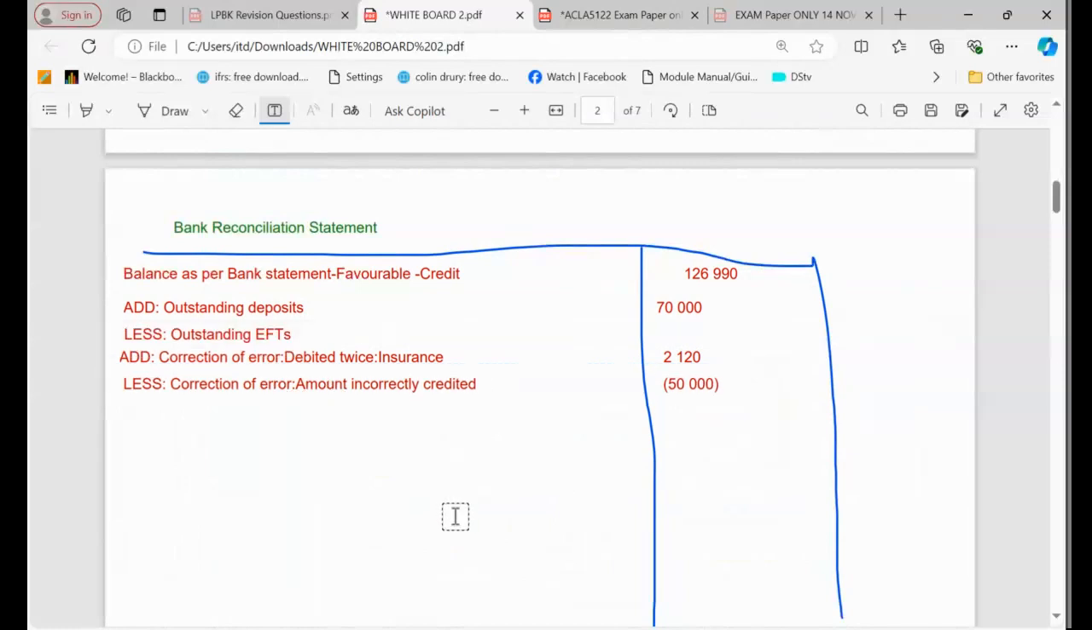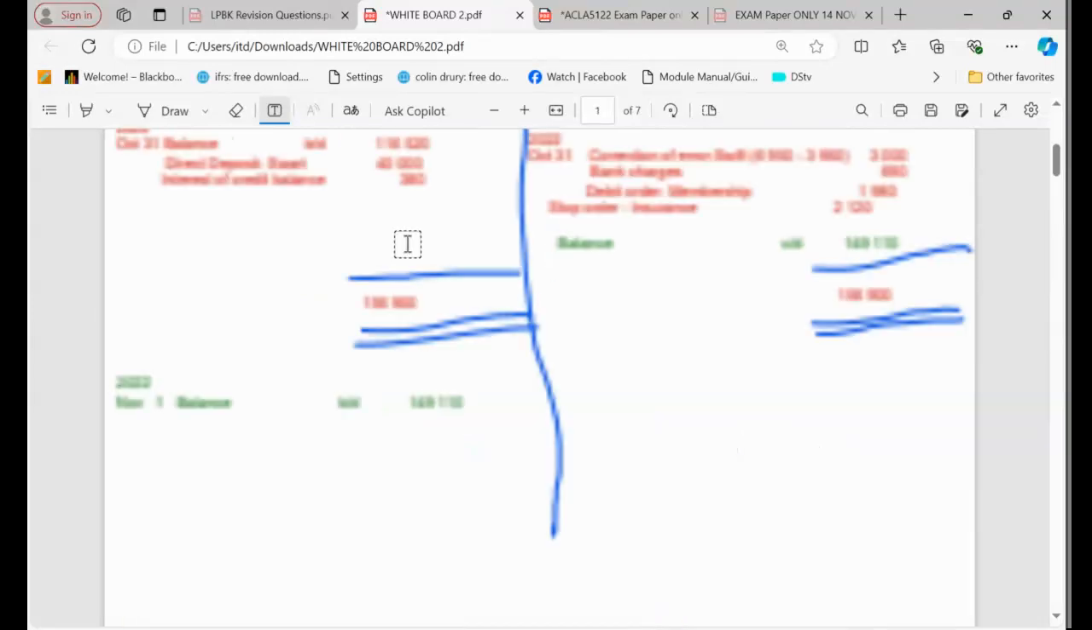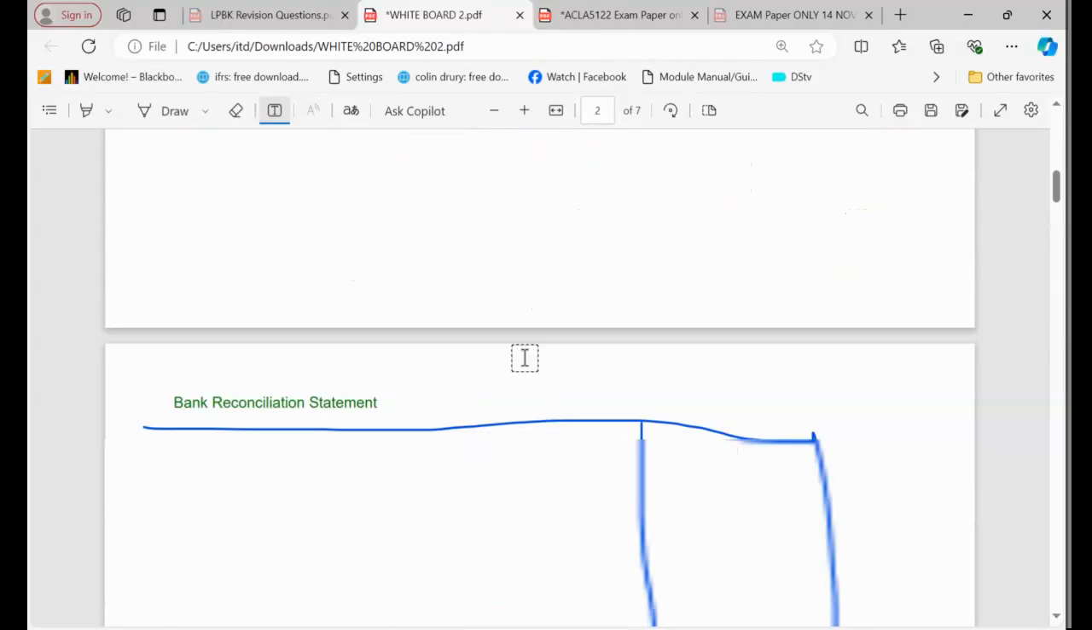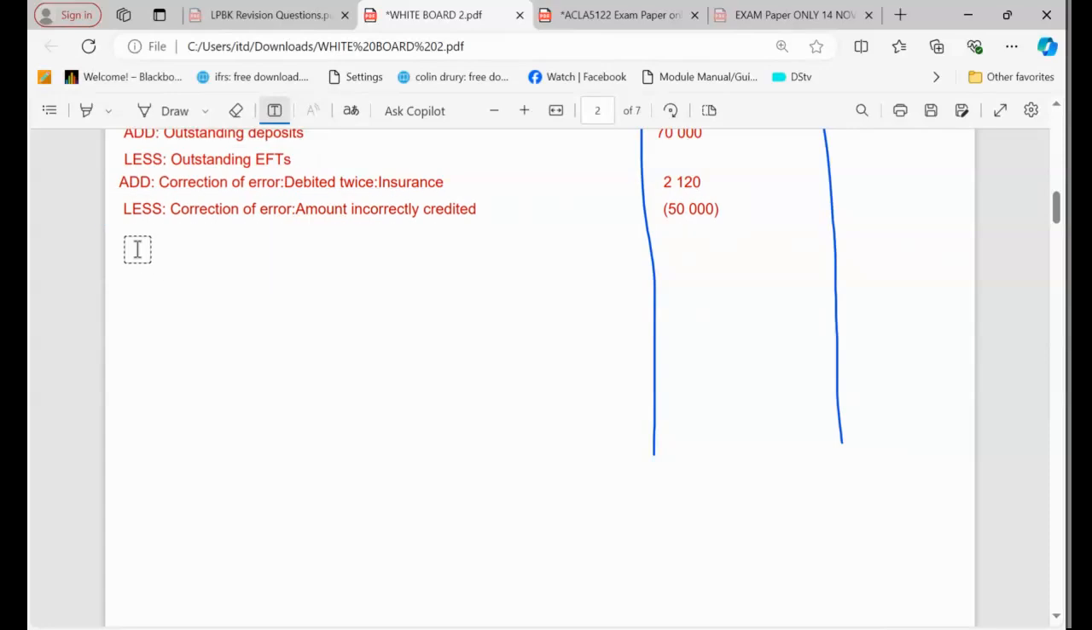No problem. And then we don't have any other errors. The only thing that we can do is add everything, use the calculator, and see how much we get after adding, lessing, adding, lessing, adding, lessing. So the answer would be 149,110, which coincides with our figure.